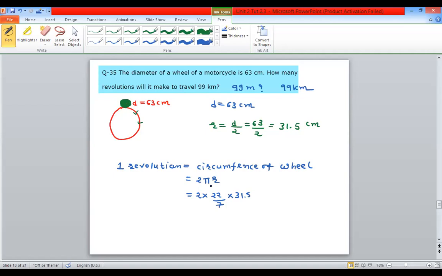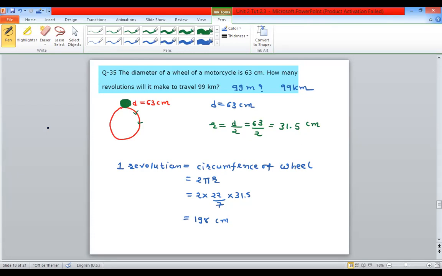Your one revolution is 198 centimeter. So in one revolution you cover 198 centimeter distance, but we want to cover this 99 kilometer distance. So the student, you must convert the kilometer into the centimeter.